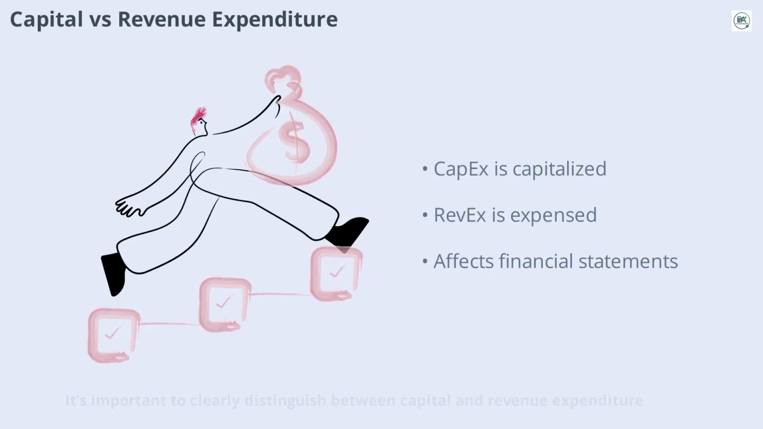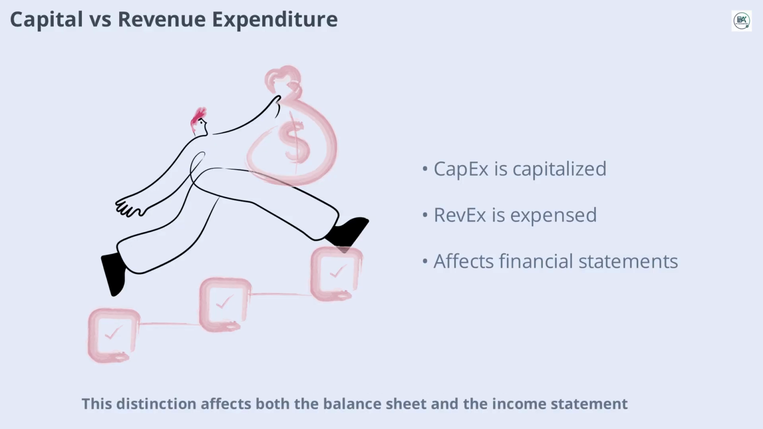It's important to clearly distinguish between capital and revenue expenditure. Capital expenditure results in the acquisition or enhancement of PPE and is capitalized, while revenue expenditure relates to maintaining the current condition of assets and is expensed immediately. For example, buying a new delivery truck is capital expenditure, but repairing an existing truck is revenue expenditure. This distinction affects both the balance sheet and the income statement.